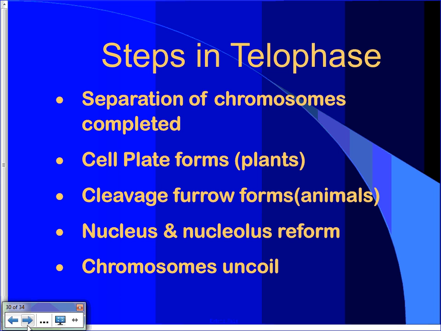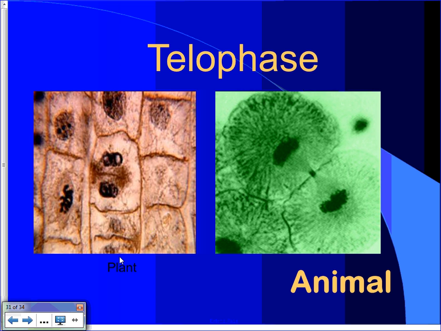Telophase is the last stage. It's the separation of the chromosomes. The cell plate, if we're a plant, will begin to form. If we're an animal, we don't have a cell wall, so a cleavage furrow forms. The nucleus and the nucleolus will reform, and chromosomes will begin to uncoil and become invisible again. So here's telophase in a plant cell. You can see this right here. That's the cell plate. And in an animal cell, obviously, you can see the cleavage furrows, and the cell will begin to pinch off.